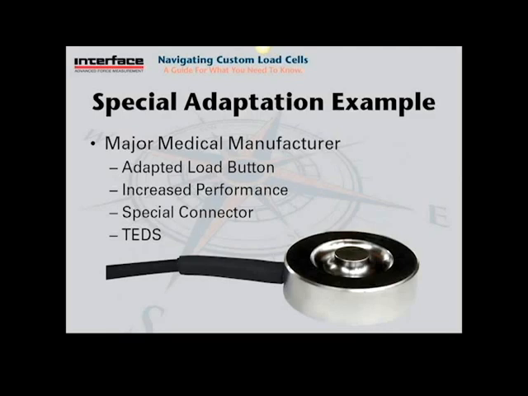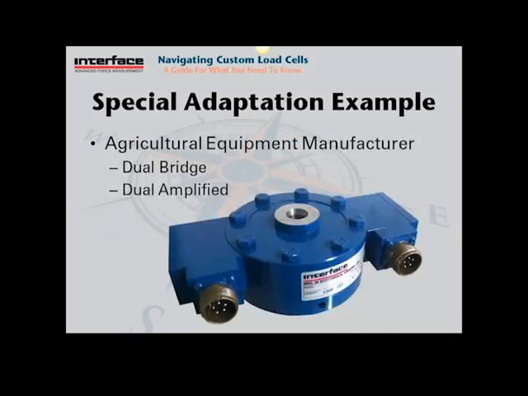If the load cell needs to be replaced, you just replace it with a new load cell and it automatically calibrates. I'm going to move on to another special adaptation. This was an adaptation for an agricultural equipment manufacturer, and in this case they wanted an LP type 1200 load cell with dual bridges and dual amplifiers and also special connectors as well for that type.